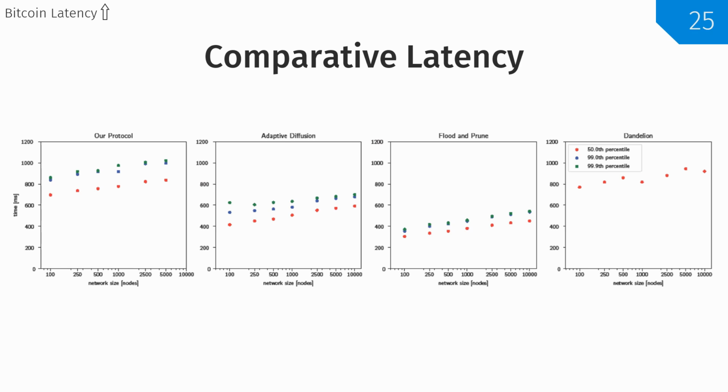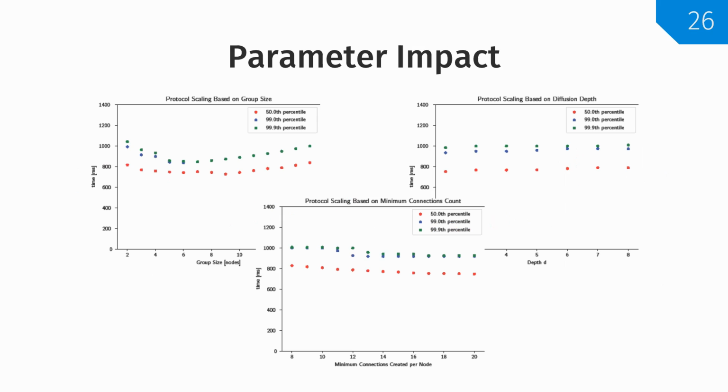The simulations of our protocols show a 99.9th percentile completion after about 1 second, which is more than acceptable for usual applications in the blockchain space, as we can compare to the Bitcoin latency here. Adaptive diffusion, implemented as we did on its own, already showed us in-between performance between our protocol and flood and prune by averaging about 500 milliseconds for reasonable network sizes of up to 10,000 nodes, which is the current size of the Bitcoin network.